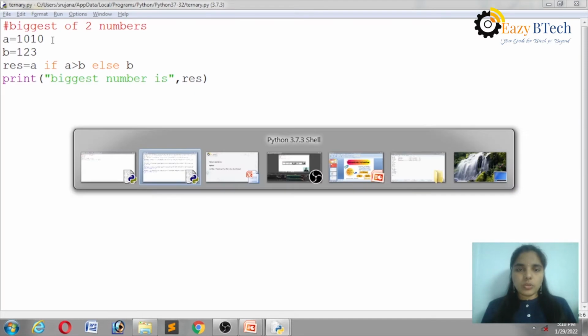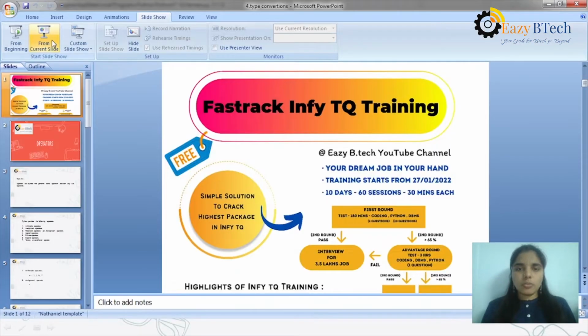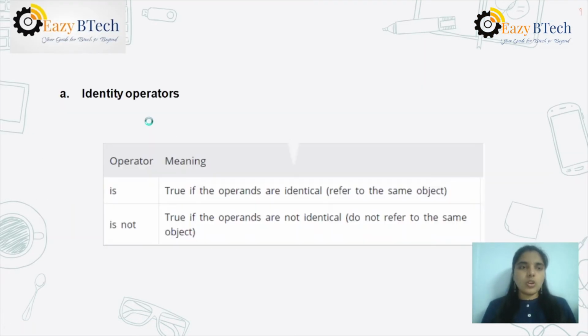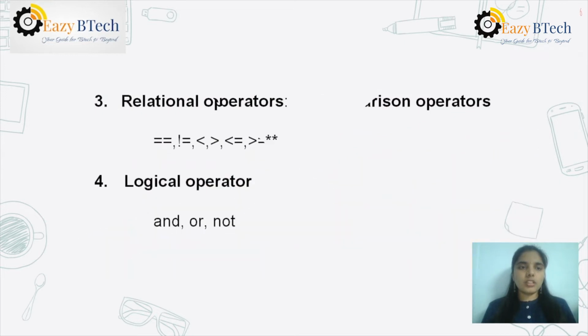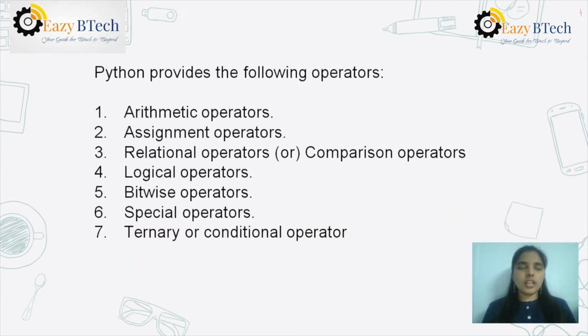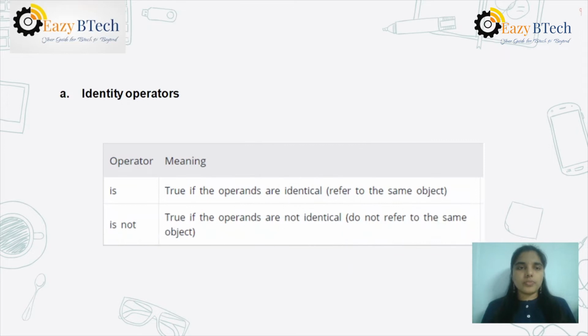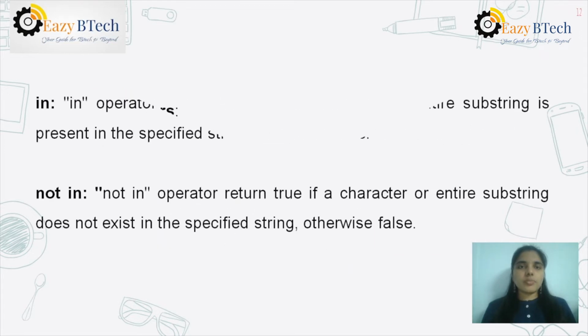So up to now we have cleared the operators concept. What is an operator? Types of operators. There are totally 7 types of operators: arithmetic operator, assignment operator, relational or comparison operator, logical operator, bitwise operator, special operator, ternary operator. I think all of you got the operators concept. The operators concept is over now.